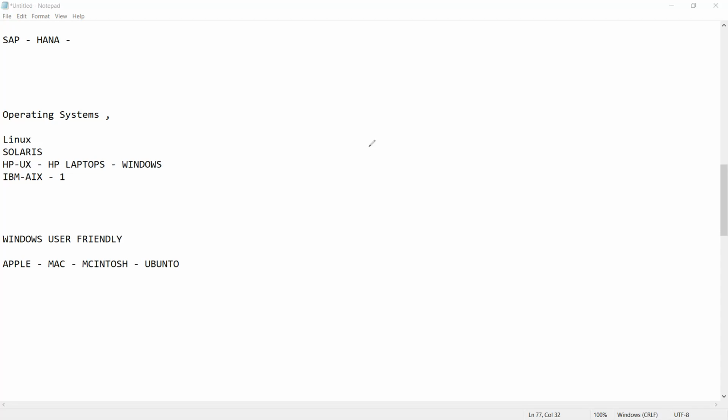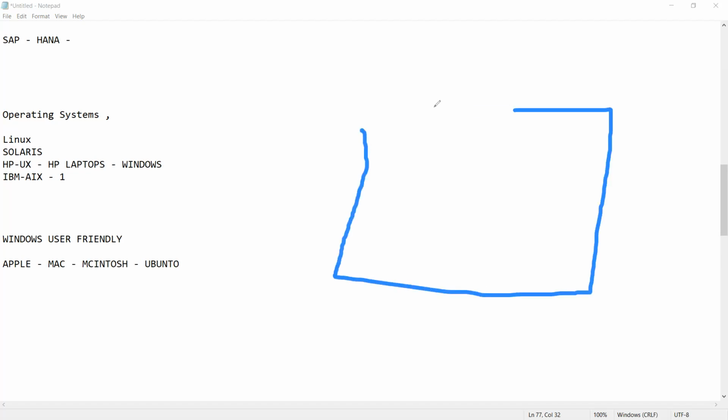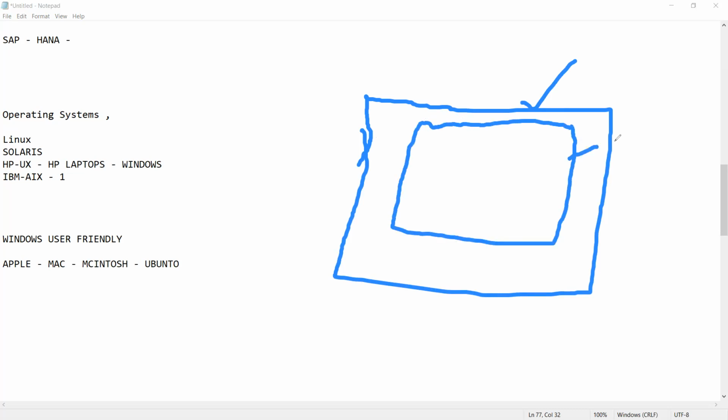Okay, so first in our course we'll be learning about the Linux operating system. You have one laptop, and in that laptop we'll be installing one Linux operating system. Because without an operating system, on simple hardware, what will you install?